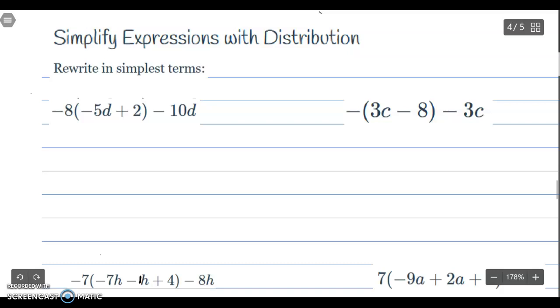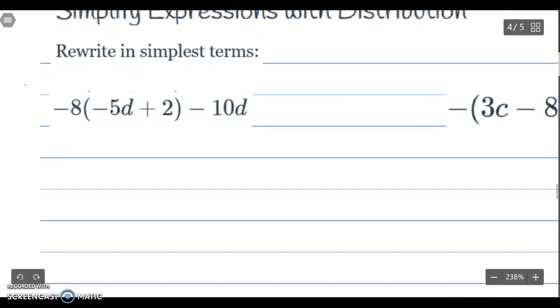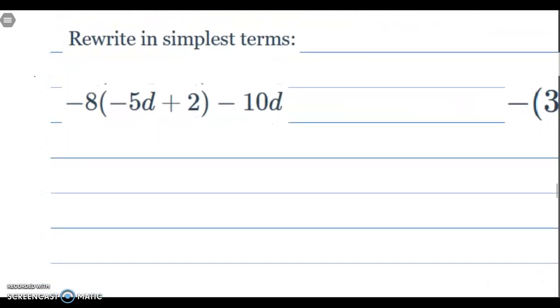Today we're looking at simplifying expressions with distribution. So let's begin. Okay, here it says to rewrite in simplest terms. What we're going to do here is do the distributive property and then collect like terms. Okay, so let's take a look.